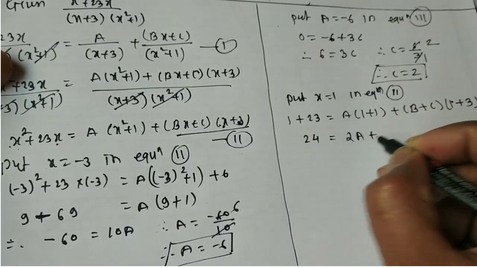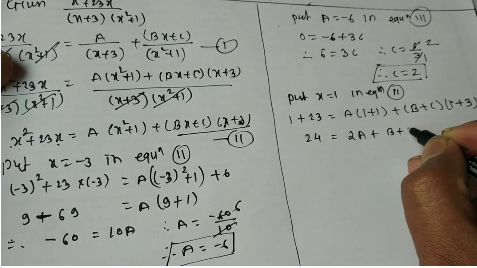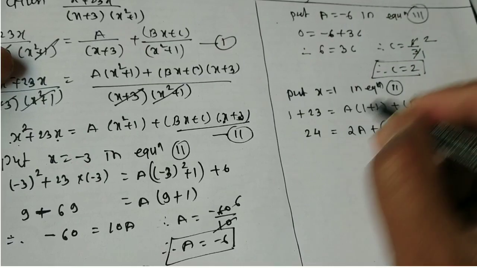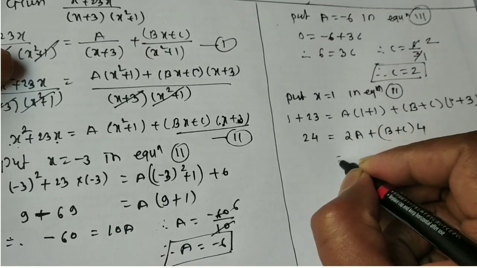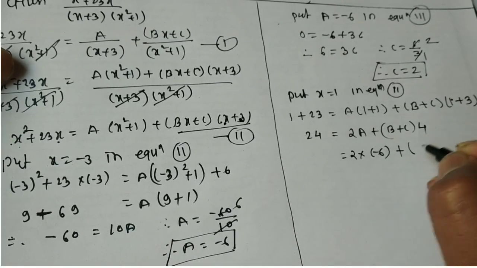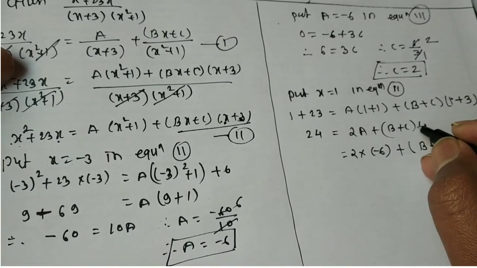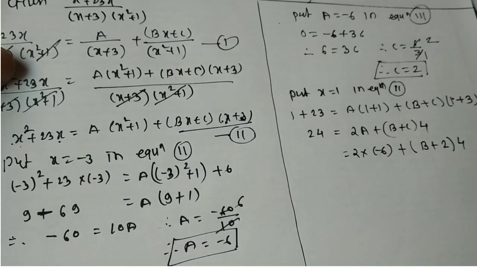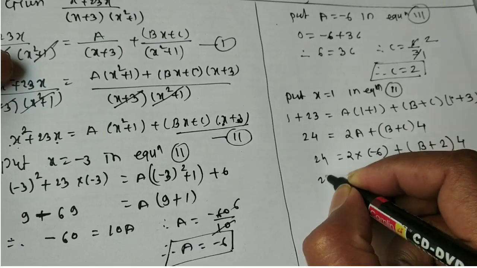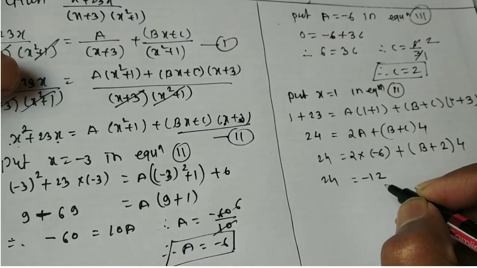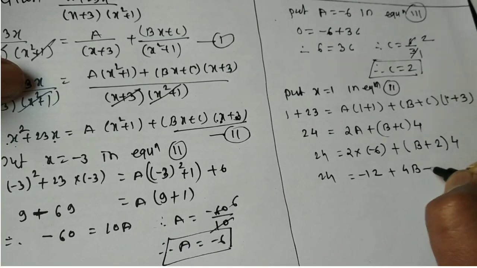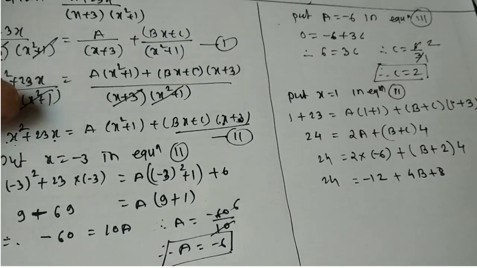2a आएगा 1 प्लस 1. दिस इज b प्लस c इंटू 1 प्लस 3 इज व्हाट? 4. बट a कितना है हमारा? a इज -6. पुट a is -6. What is b? b we have to evaluate. What is c? c is 2. Correct? Now this is 24 equal to -2 into 6 is -12 plus 4 into b is what? 4b. Multiply this. 4 into 2 is 8.